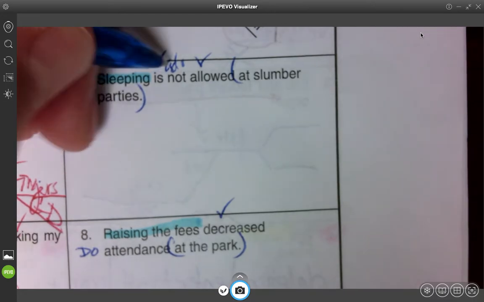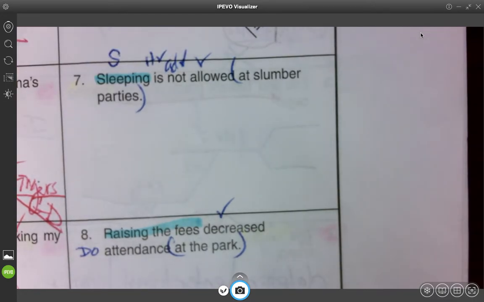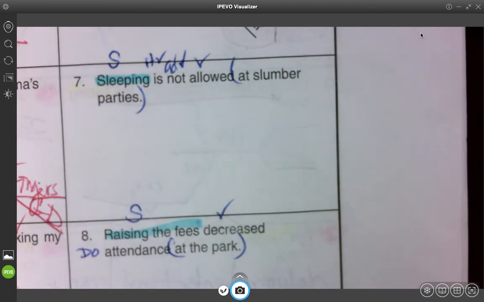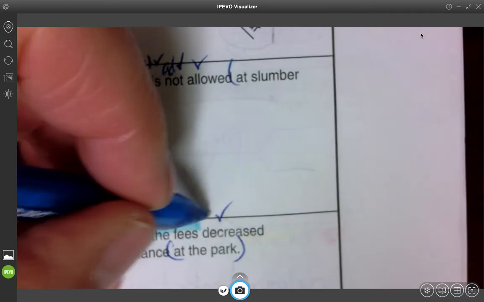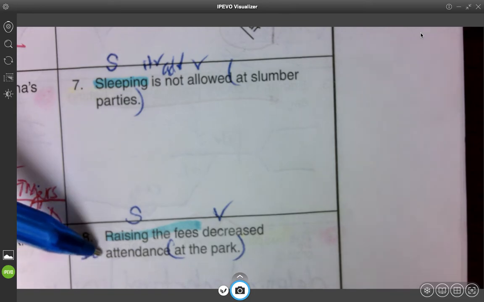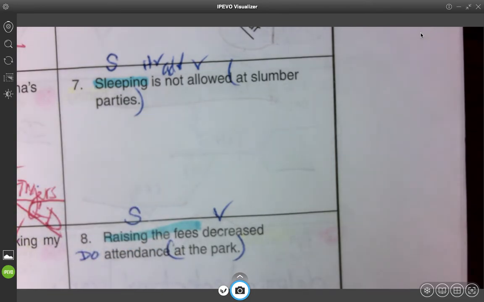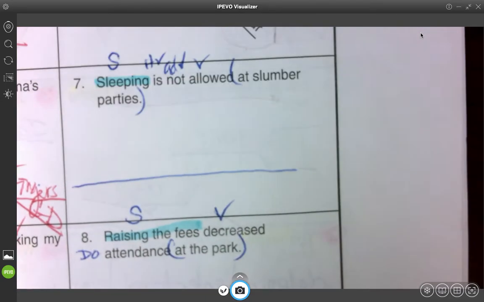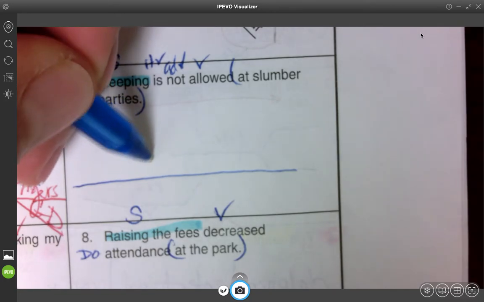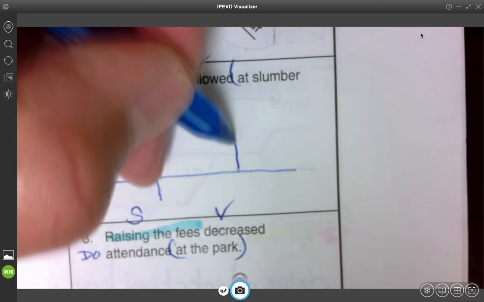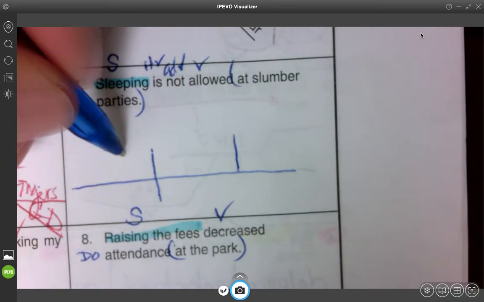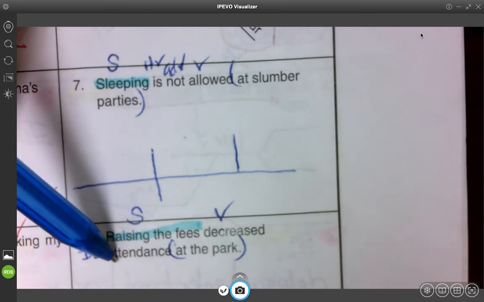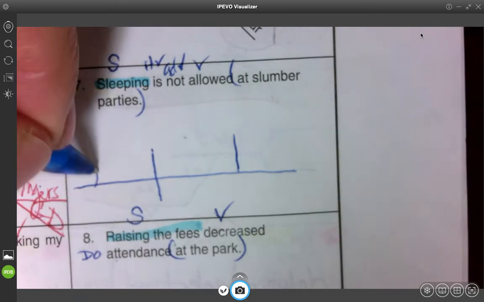In this case, you have an adverb, a negative, not. In sentence number 8, you have a gerund phrase for the noun, raising the fees. The verb is decreased, a direct object, attendance, and a prepositional phrase, at the park. So when you diagram your sentences, you're all set to go because you know you're going to have 3 sections. You're going to have your subject and your verb, and then if there is one, like in number 8, your direct object.